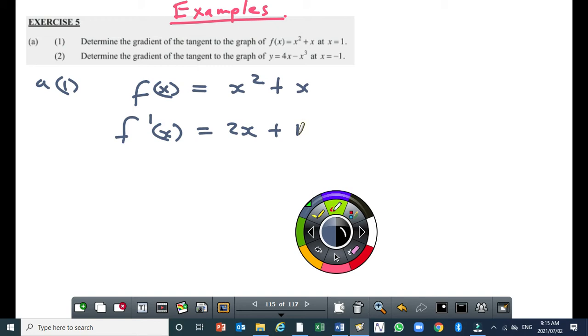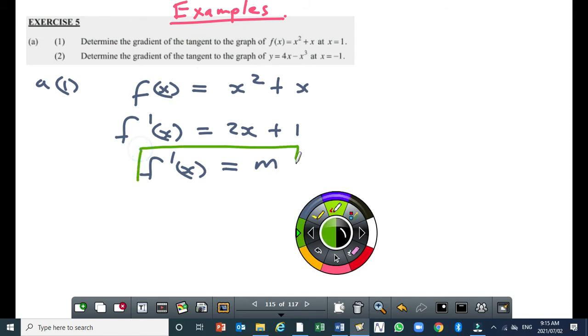Now check this out. F prime of x is equal to m. You have to know that. You don't have to get confused. Make sure you always remember that. The first derivative of any function is equal to the gradient. That gradient will be an expression. But if you substitute a value of x, you get a specific value of the gradient. So here, we need to know what is the gradient where x is 1.